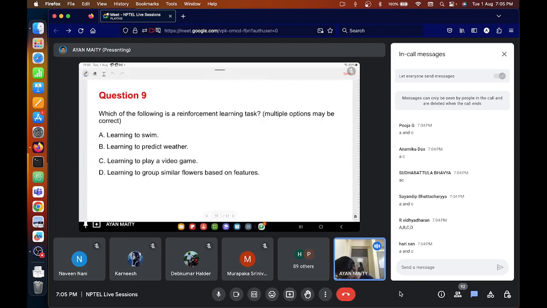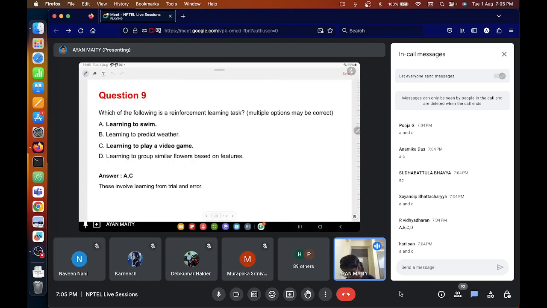So the correct answers are A and C. Most of you have written the correct answer in the chat. So why are A and C the correct answers? Any task that the agent learns by trial and error, interacting with the environment, is a reinforcement learning task, not a supervised one.